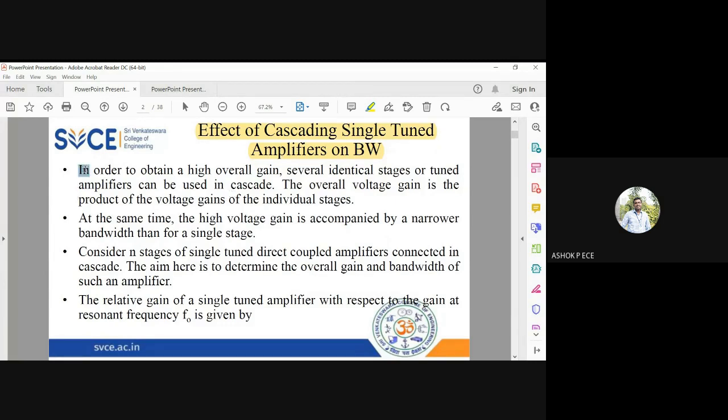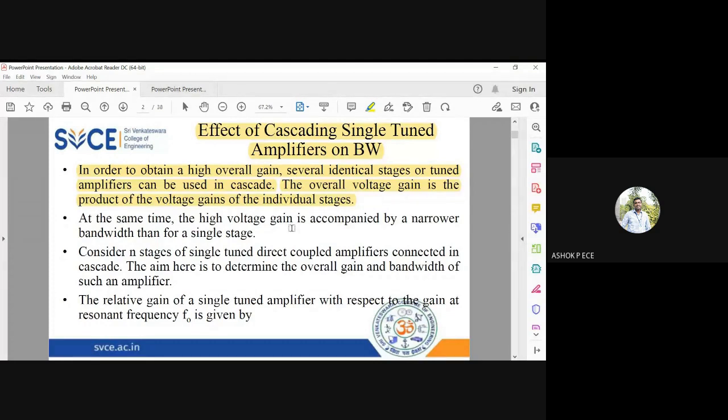In order to obtain a very high gain, it is usual practice to connect several stages of amplifiers in cascade. When you do such a cascading connection, the overall gain is the product of the individual gains. If two amplifiers A1 and A2 are connected in cascade, the overall gain A will be equal to A1 into A2. I have told this, many students make mistake. They add the gain. The gain is not additive.